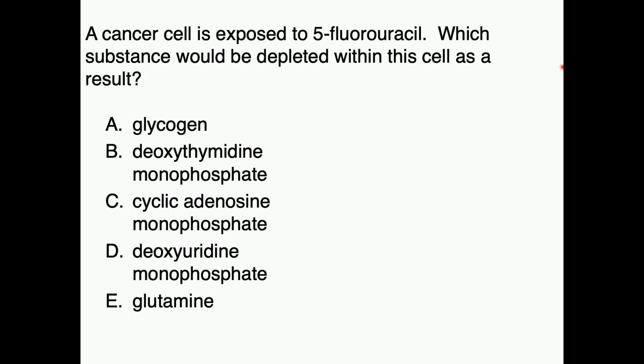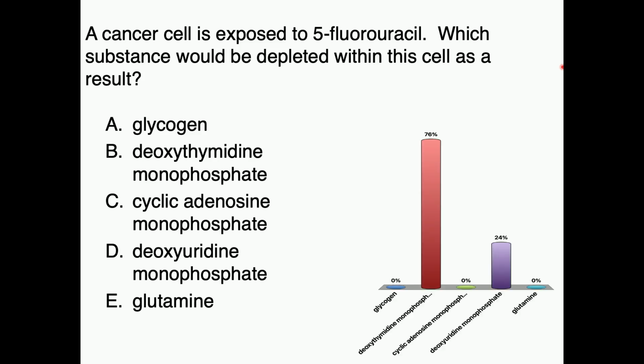Okay, so you have to know what enzyme is inhibited and what the product of that enzyme is. So the product is deoxythymidine monophosphate. The substrate is deoxyuridine monophosphate. So we would expect there would be an accumulation of the deoxyuridine monophosphate and a depletion of the deoxythymidine.